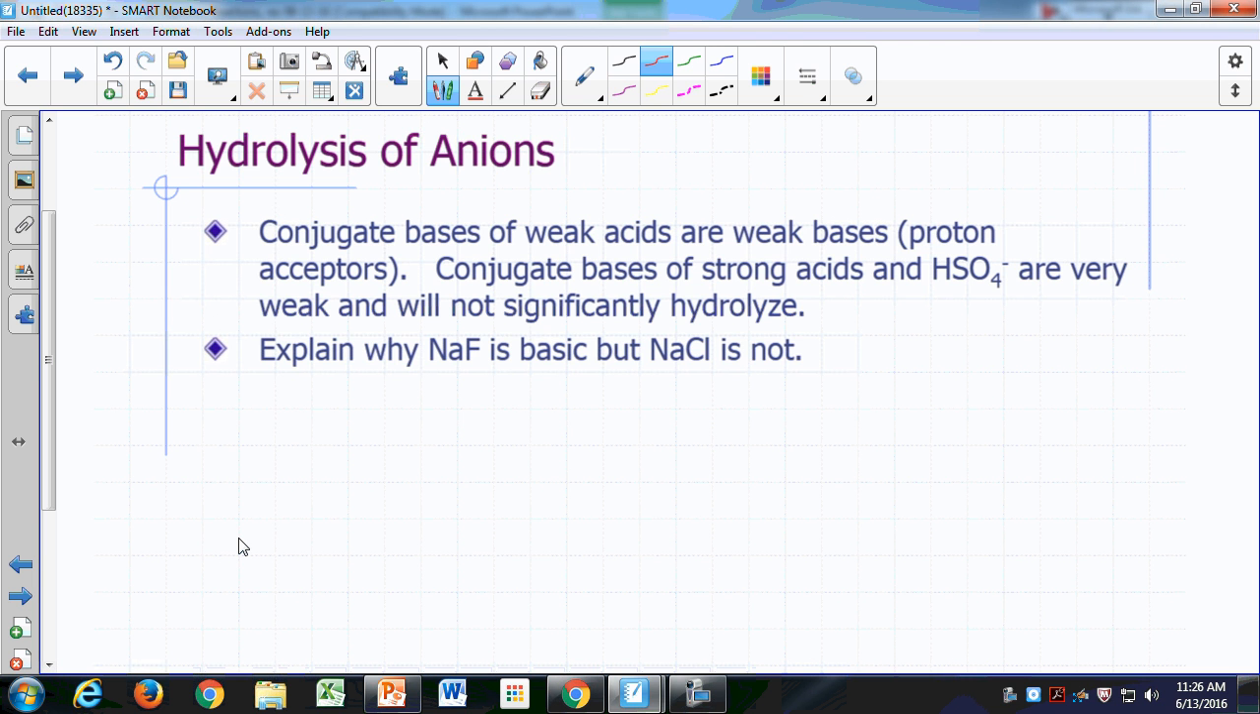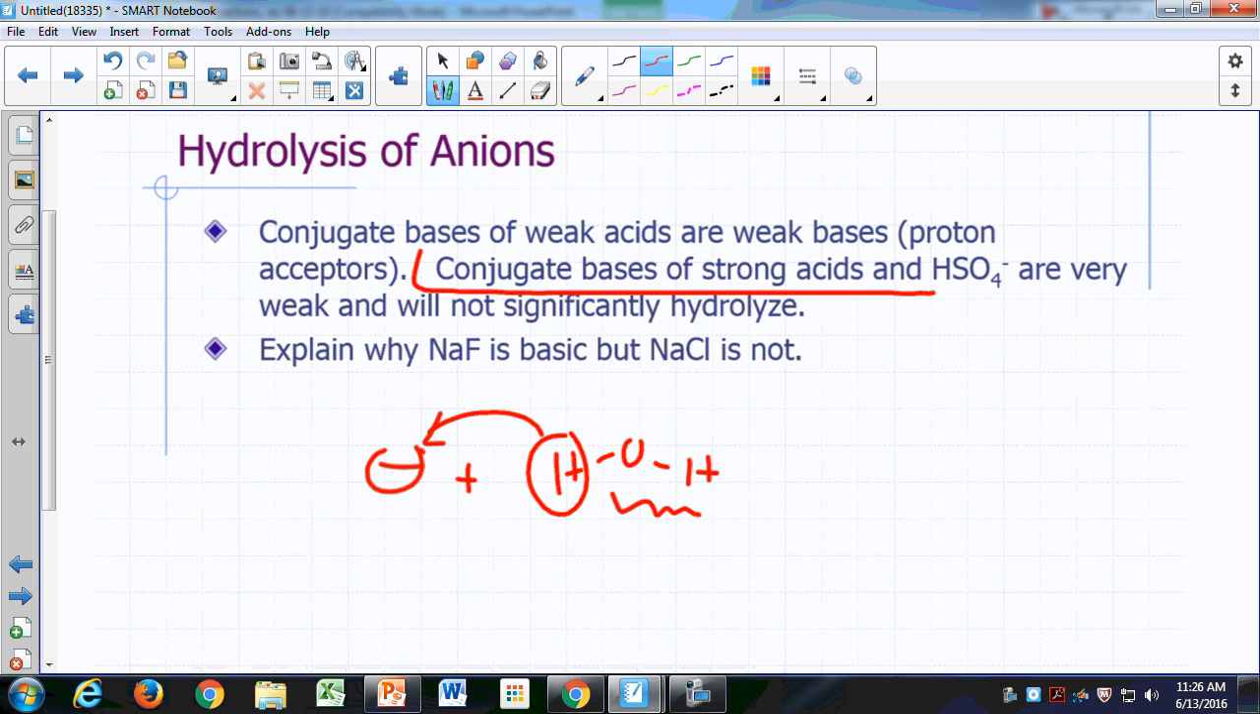Now, what about negative ions? We said that negative ions have a tendency to possibly make your solution basic. The reason for that is you have something negative that can pull an H+ away from a water molecule, and then that would free up a hydroxide ion. Now, the anions that are conjugate bases of strong acids, and HSO4-, are very weak and will not significantly hydrolyze.